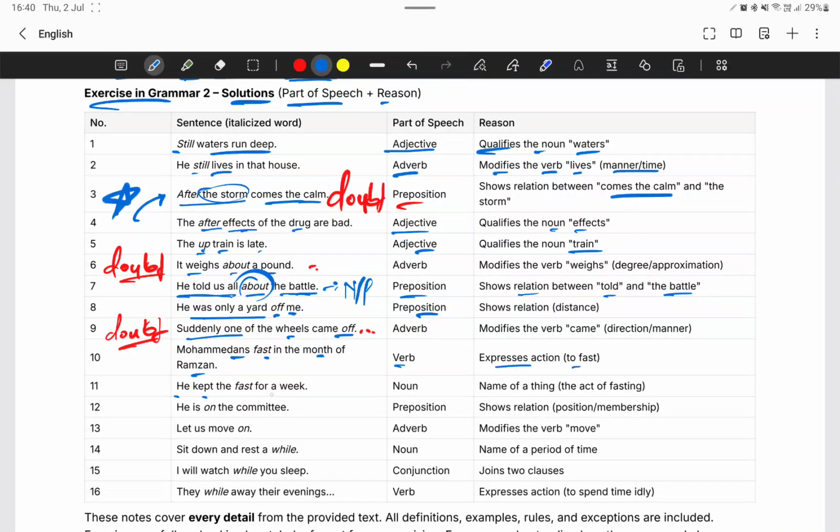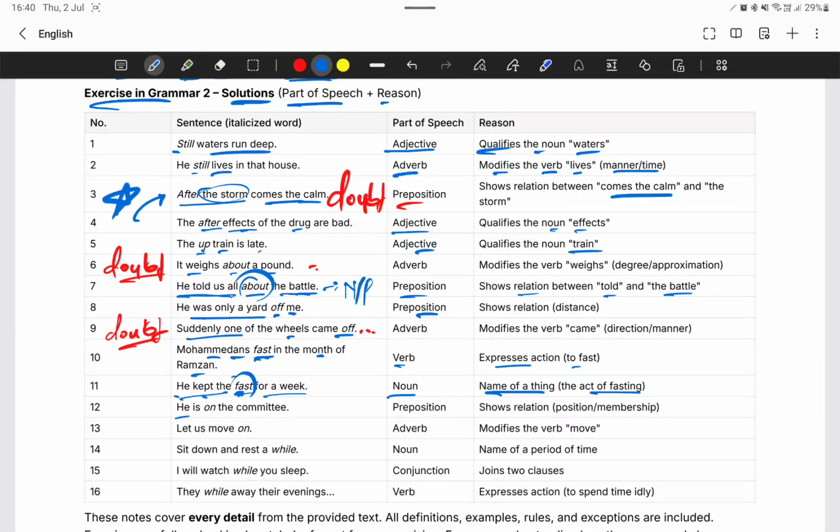He kept the fast for a week. This is a noun. It works as the name of a thing, the act of fasting. He kept the fast for a week. So एक हफ्ते के लिए भूखा रहा. And there is the verb, there is the noun. Just look at the difference between the same word but different parts of speech. There's a subject and there's a verb. He kept the fast, there is a noun.